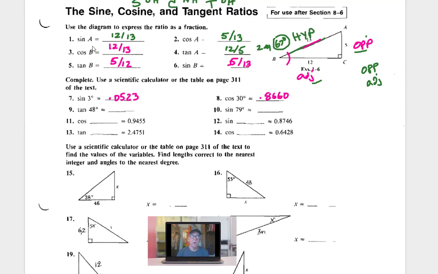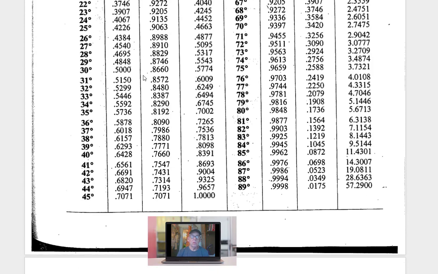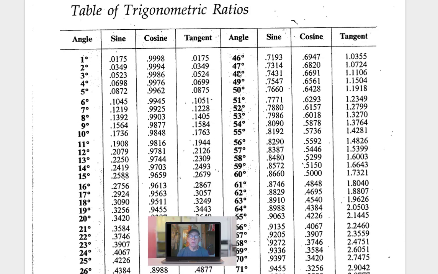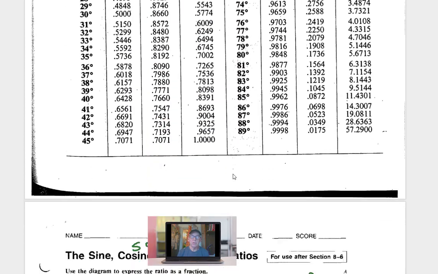Tangent 45 degrees. We're going to find 45 and go to our tangent column. So 45's up here. Go to our tangent column, 1.1106.